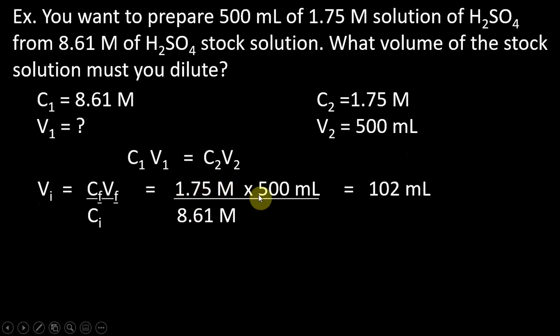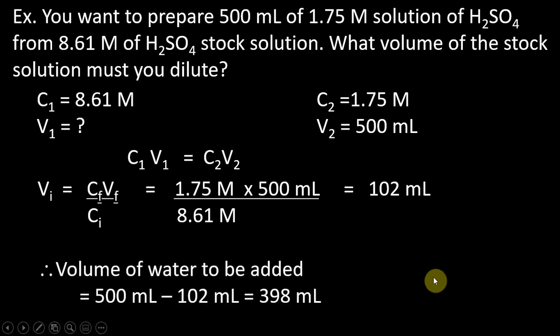1.75 molar times 500 milliliters divided by the 8.61 molar gives us 102 milliliters. So what that means is I'm going to take 102 milliliters of my really concentrated stuff, put it into a 500 milliliter volumetric flask, and then add water to the mark to give me 500 milliliters, and that will have a concentration of 1.75 molar. This is the capital M I was talking about before. All right. So it means I'm adding 398 milliliters of water to that 102 milliliters. Okay.